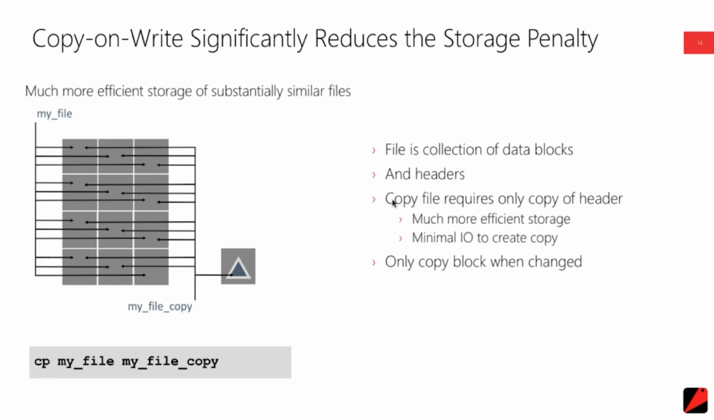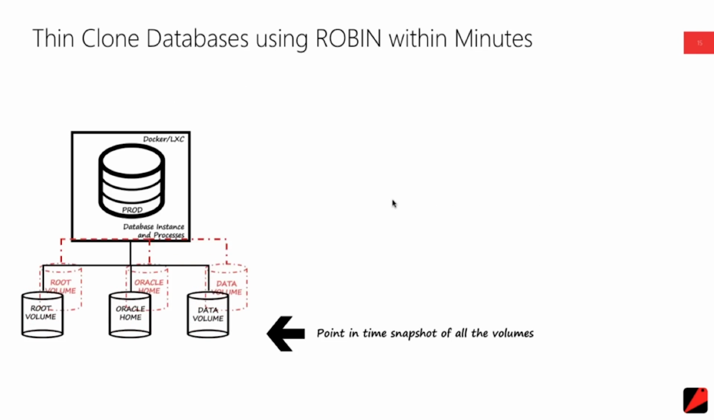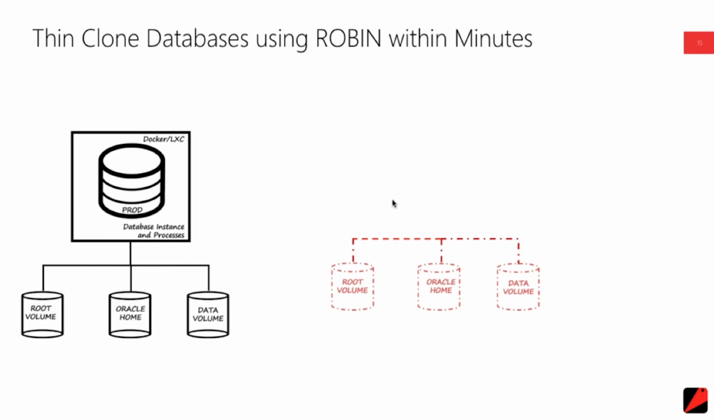Okay, so that greatly reduces the amount of storage consumption, the amount of real estate that we consume out there in the storage subsystems, thereby reducing costs. So what we do then is we leverage that to do thin clones in Robin. And again, I want to reiterate, everything that Robin is doing is in the context of an application.